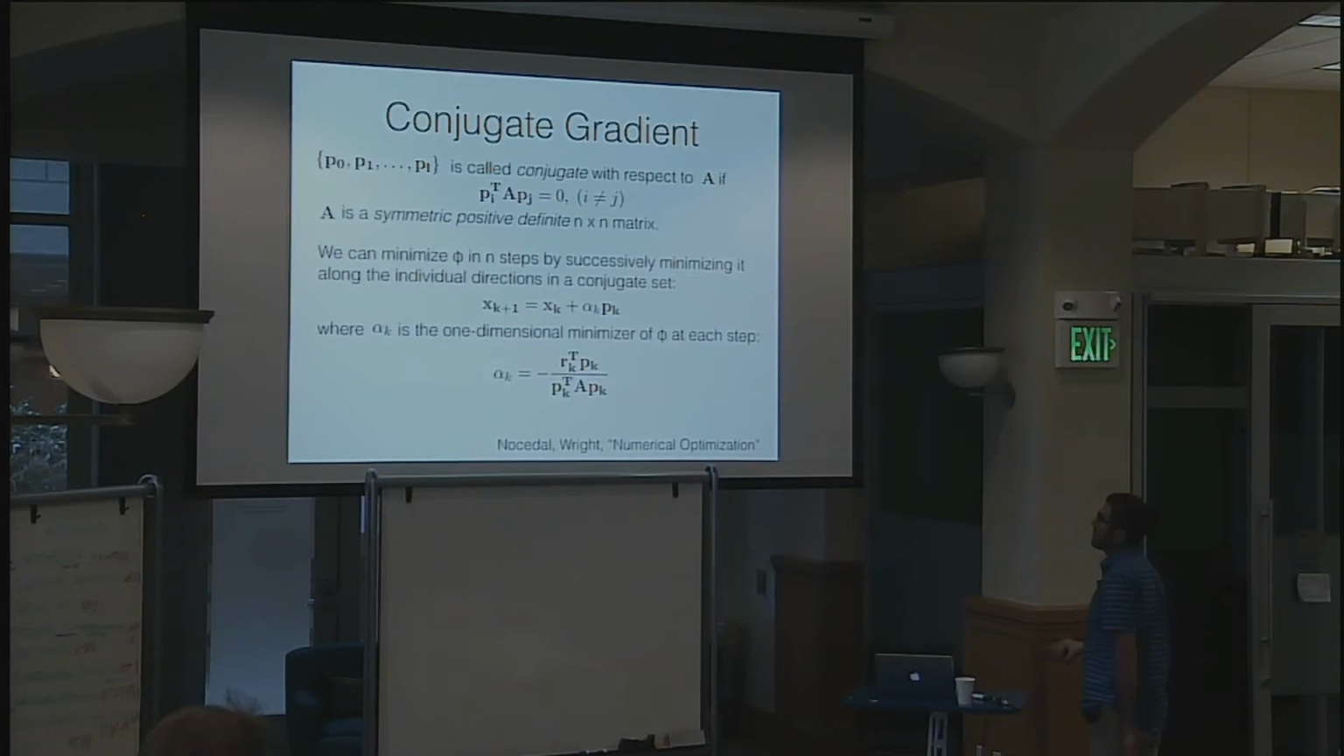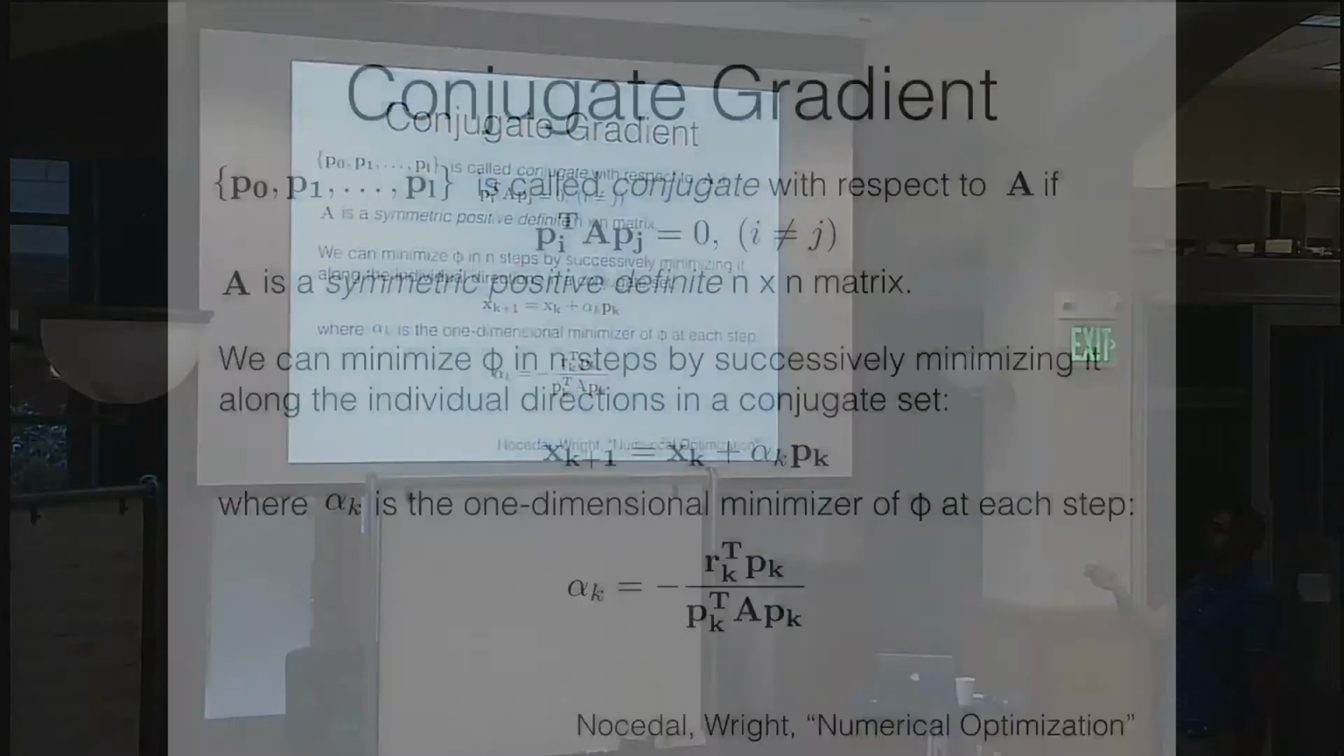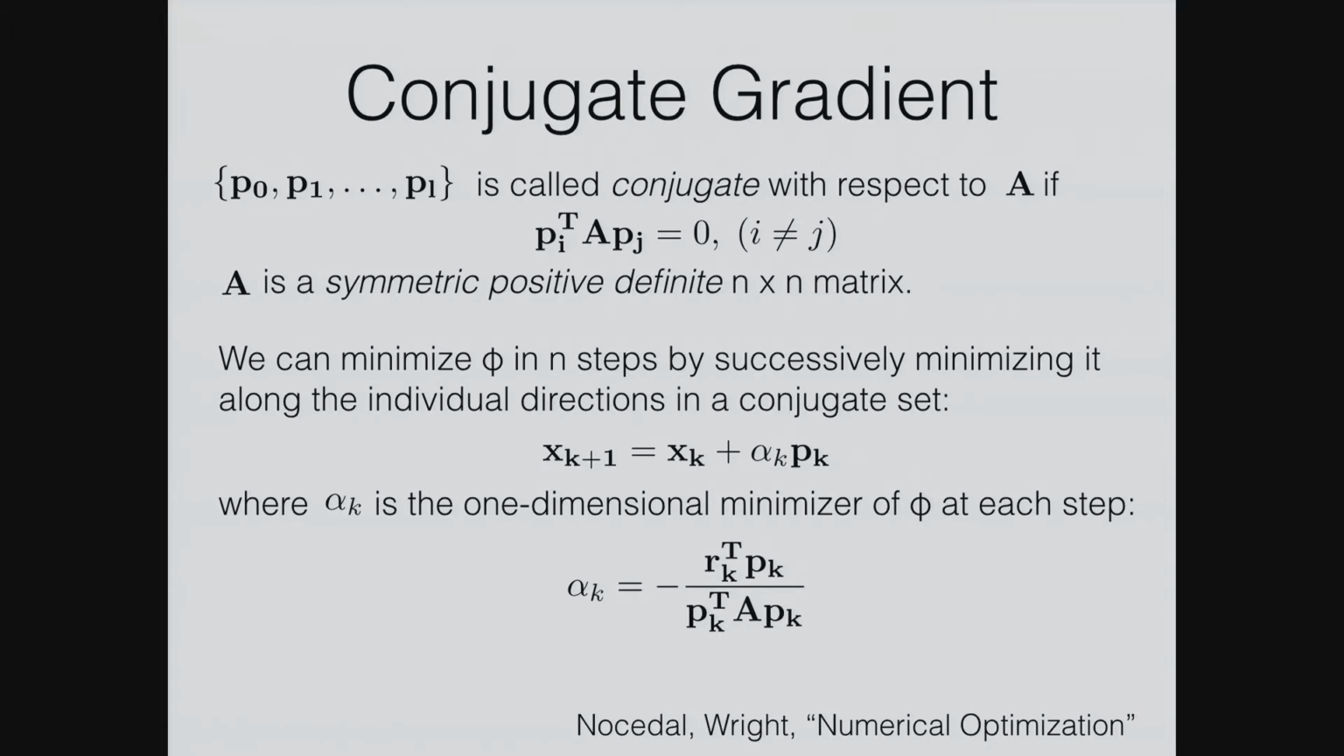And you're guaranteed to arrive at the solution in at most n iterations, where n is the dimensionality of your problem. So then it becomes basically a one-dimensional optimization problem at each step. So you have to find this alpha k, the coefficient of pk, at each step. And if this is a linear problem, you actually can solve for that exactly.